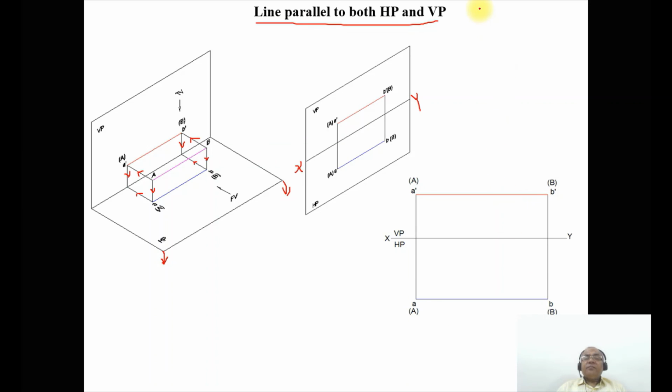In this case, in both the views, the line will be parallel to both HP and VP. So you will get the front view line also parallel to XY. In the top view also, the line is parallel to XY. So that is what we have told here: the line is parallel to HP, therefore the true length in HP, which is capital A and B.